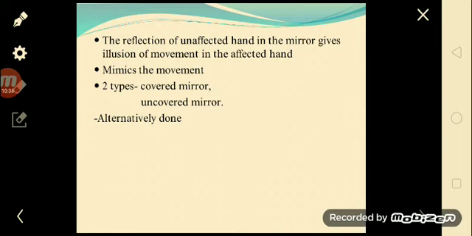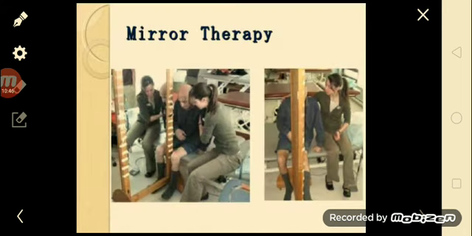There are two types of mirror therapy, covered mirror therapy and uncovered mirror therapy, and they should be done alternately. See here, the parasagittal mirror is placed in front of the body and in the midline of the body.